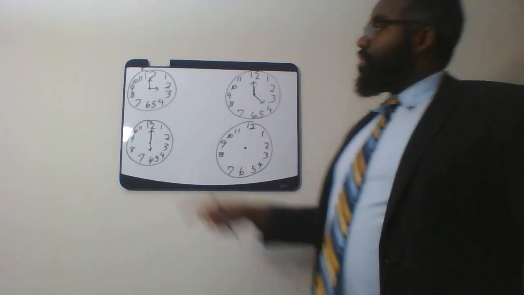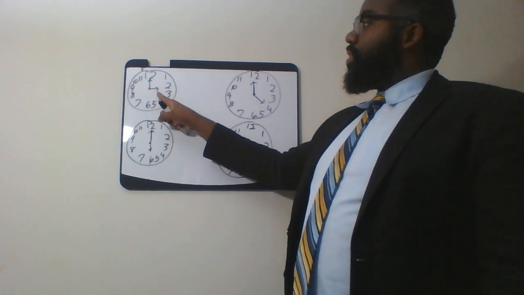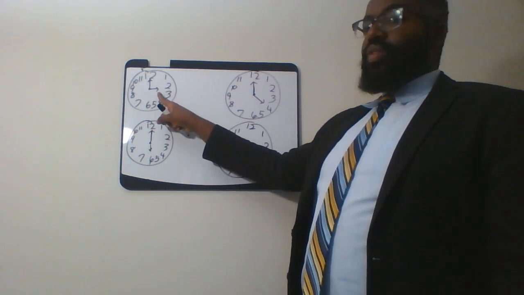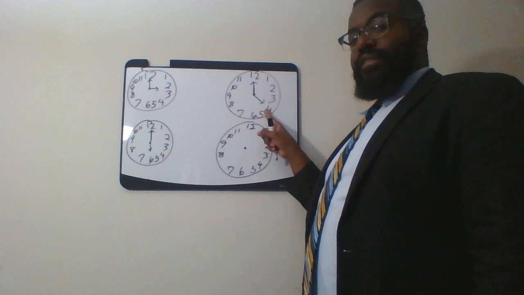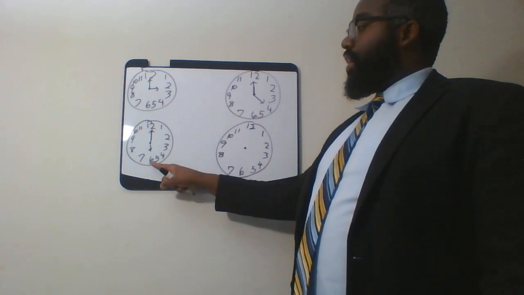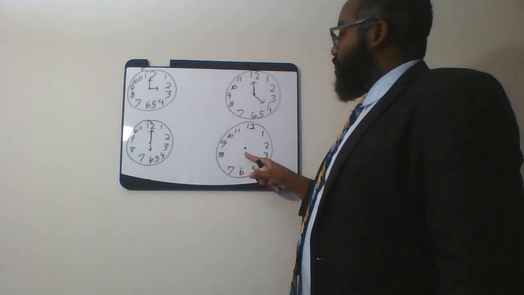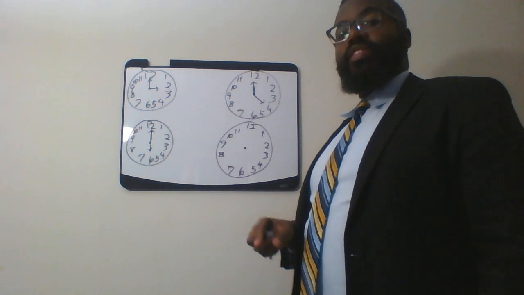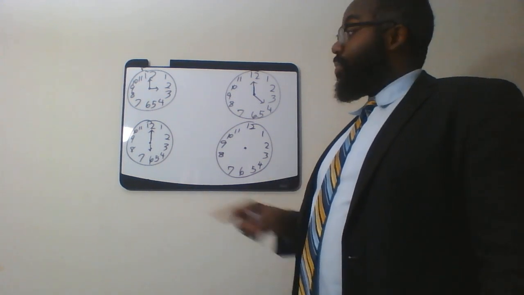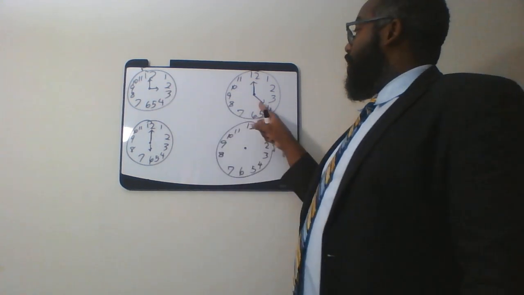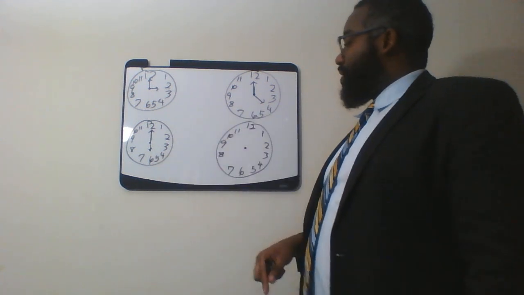As we look at number 3, we're simply setting the clock to the next time in the pattern. Notice, we have 2 o'clock, 4 o'clock, 6 o'clock. What is next? Notice the pattern is counting by twos for this first problem. We'll do it again. 2 o'clock, 4 o'clock, 6 o'clock. What is next? 8 o'clock. So you'll draw the hands for 8 o'clock.